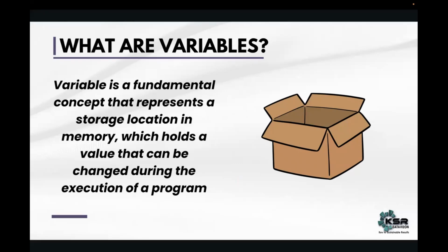Why is it called a variable? What is the English meaning of variable? Variable means something that is changing. So it can be changed during execution of the program. That means you can change the value. You can remove the item from the box and put in some other item, again remove, again put. So a variable is a storage location in memory which will hold some data, and you can change that data regularly. So that is a variable.